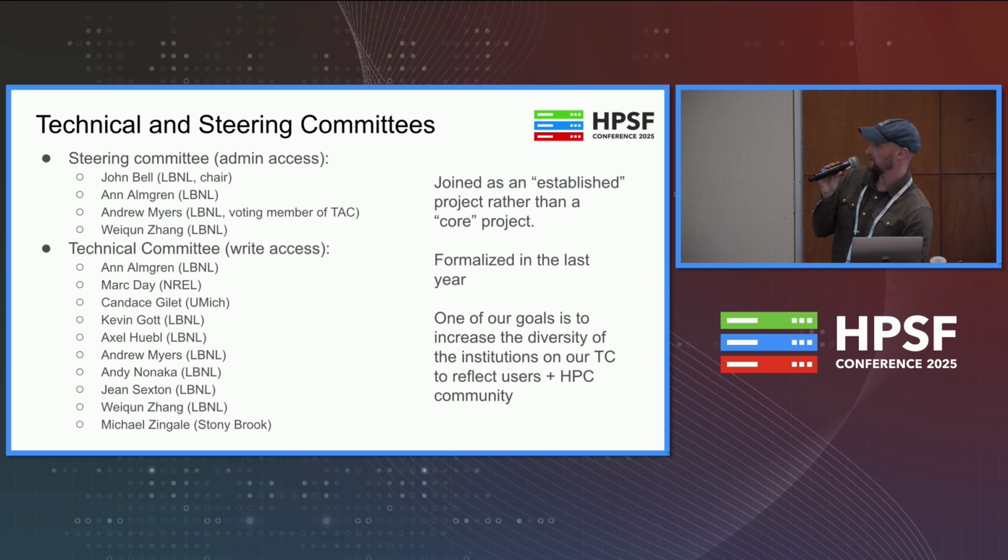And you can see that while there are a few different organizations represented, a lot of us are from Lawrence Berkeley, and that is the thing that we would like to improve. Basically, we'd like to increase the diversity of the institutions among this group of people to reflect both our user base and the broader HPC community. This is one of the things related to how we joined HPSF as an established rather than a core project, and I think this is one of the main requirements that we're not meeting right now: most of us are from LBNL.